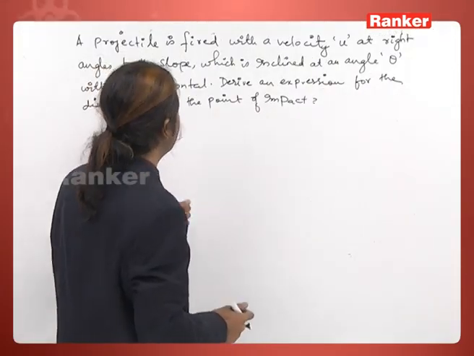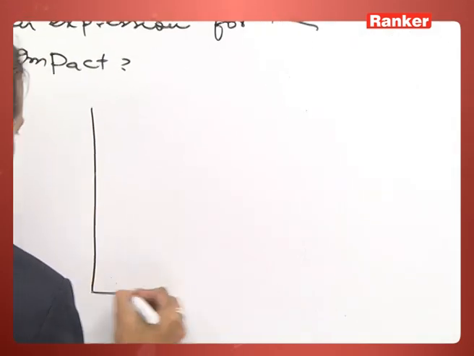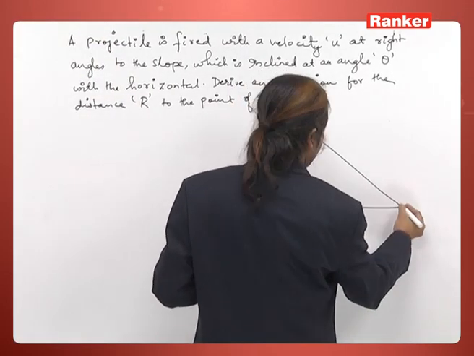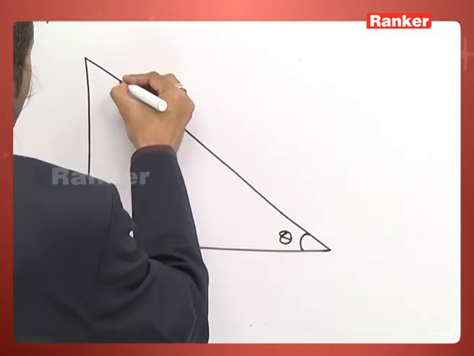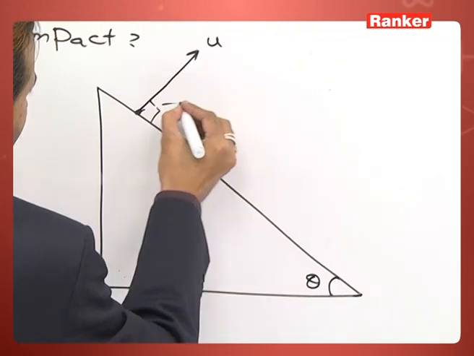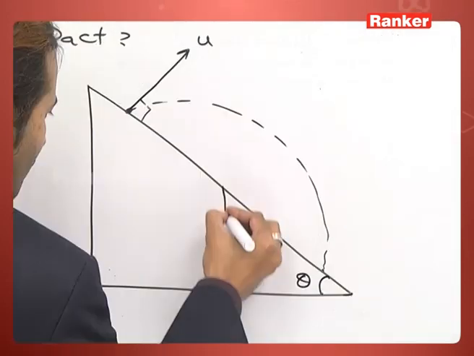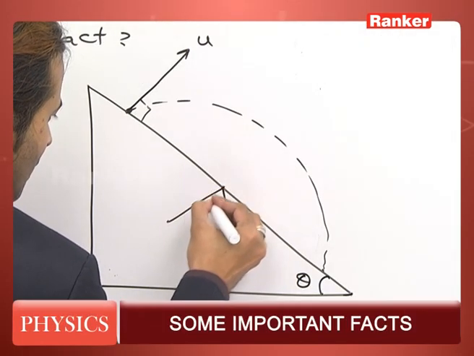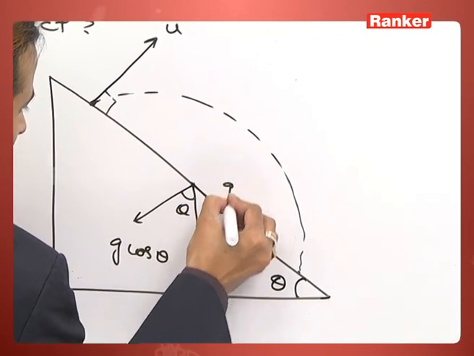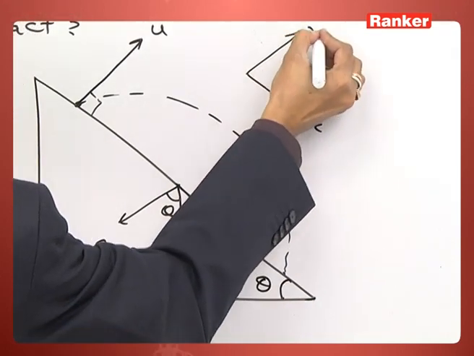A projectile is fired with a velocity u at right angles. So I take an inclined plane which is inclined at an angle theta. The projectile is fired in this way, at right angles. We need to find out the range. So to find out range, let us have the components of g. This is theta, this is g cos theta, this is g sin theta, this is x-axis, this is y-axis.